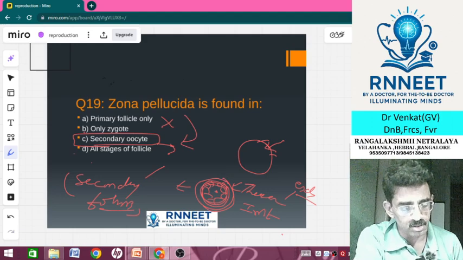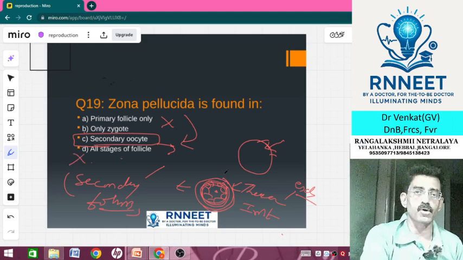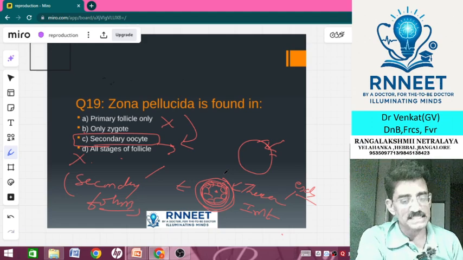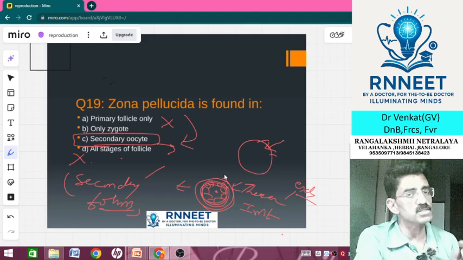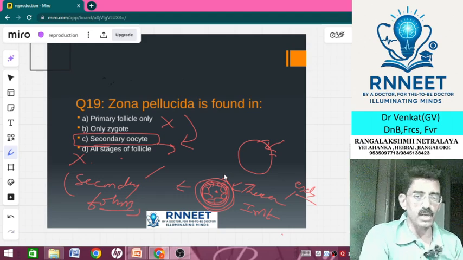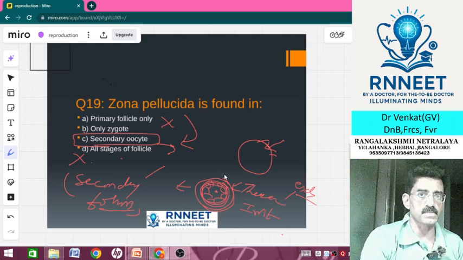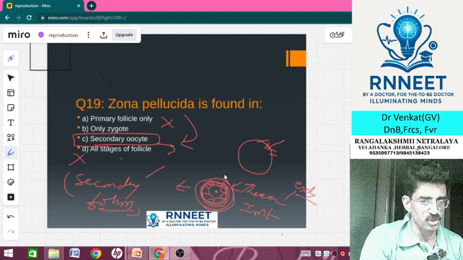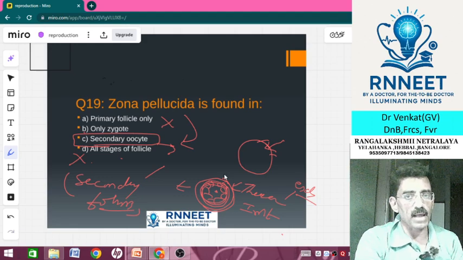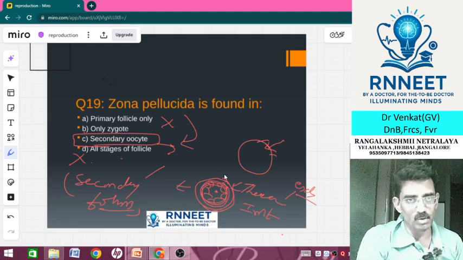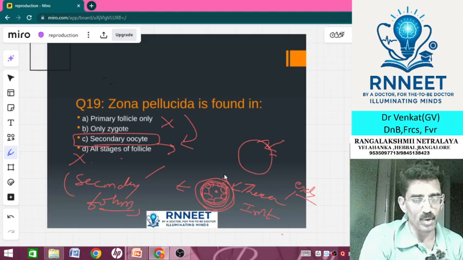So it is not present in all stages of the follicle, because primary does not have it. Secondary, it just starts forming. Tertiary, the zona pellucida is complete. Okay, so this is a nice question, which gives you the different stages of the follicle formation and how the zona pellucida is present or absent in different parts. This you needed to know. Very good.